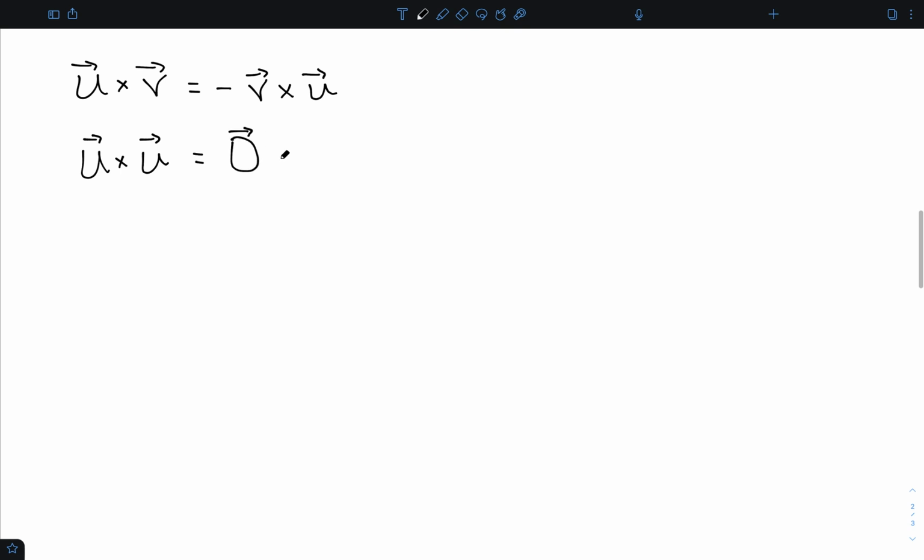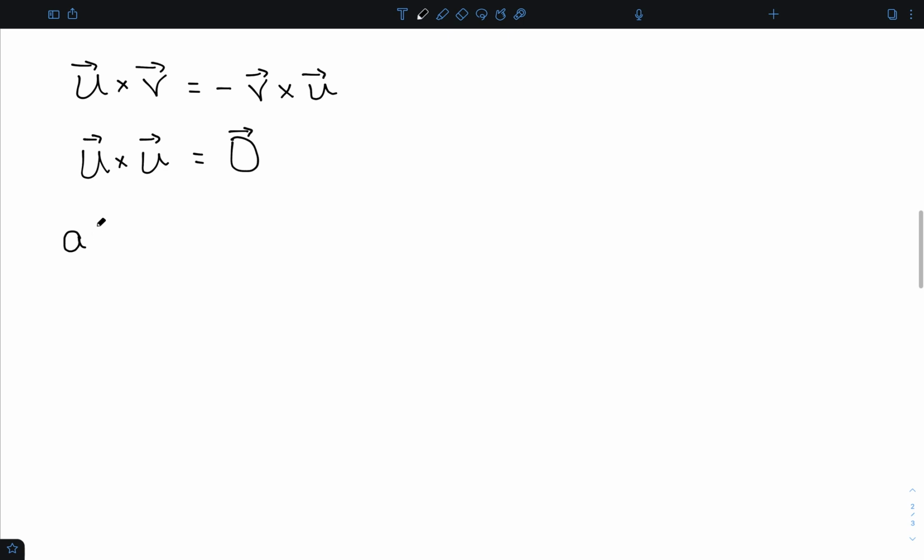My first property is the anti-commutative property. u cross v is equal to negative v cross u. Changing the order will change the sign of the cross product. Another one, if I cross any vector with itself, I will get the zero vector. u cross u is always zero, no matter what vector u I start with.